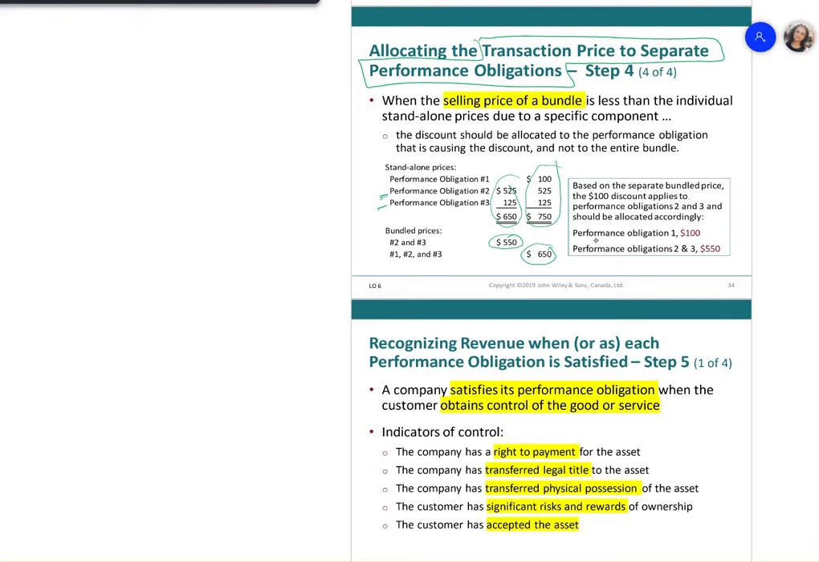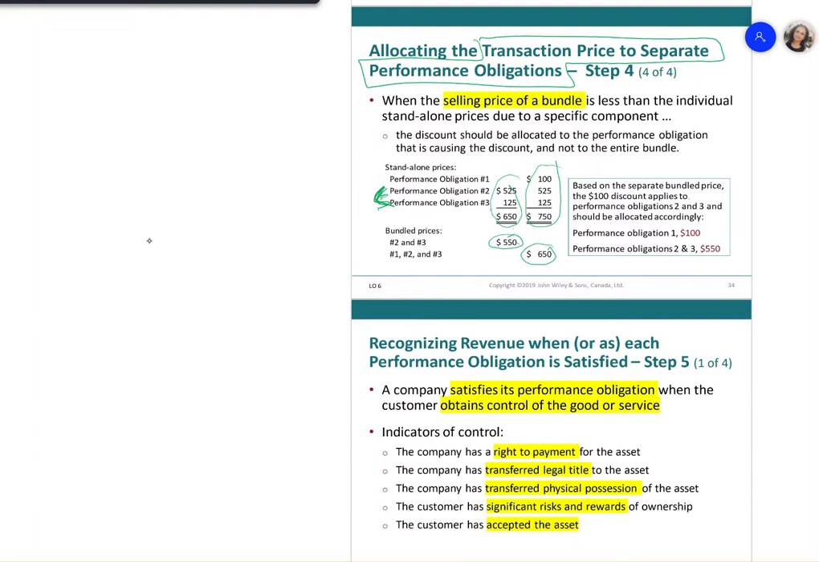Now in this case, performance obligation 1 is 100. Performance obligations 2 and 3 should be 50 each. So the discount will apply if they were to sell it as a bundle. The bundle price of these two is $550, and the bundle for all 3 services is $750. But if we're selling all 3, we're giving them $650. When you do that, your $100 discount will apply to performance obligation 2 and performance obligation 3.